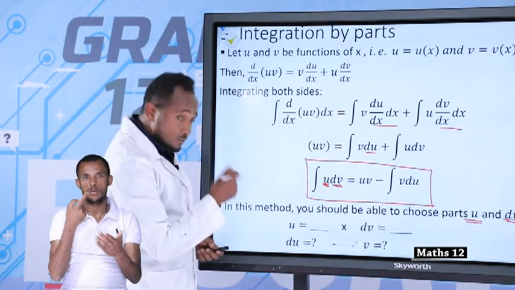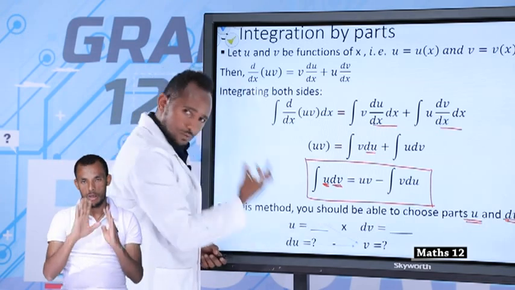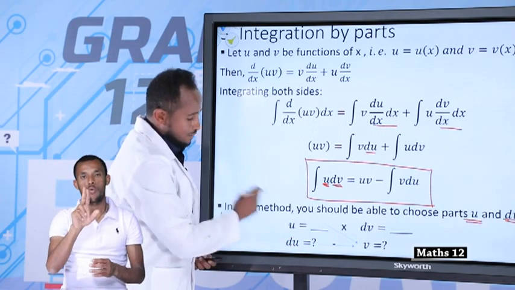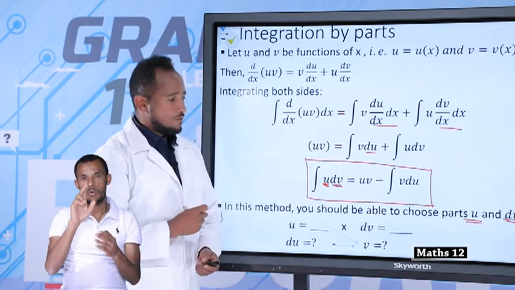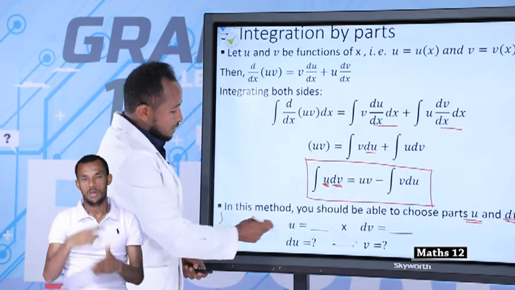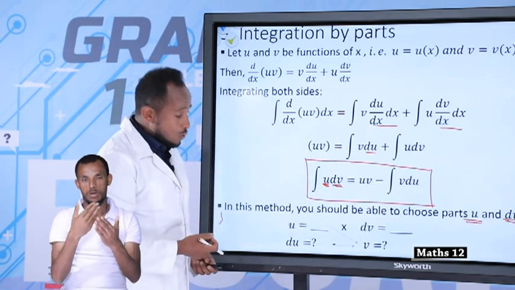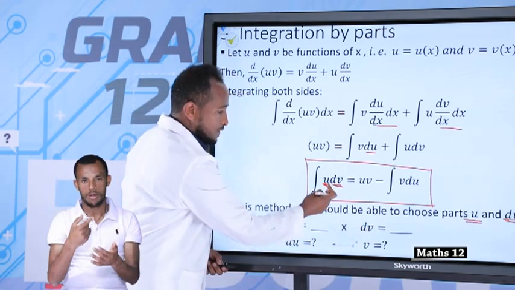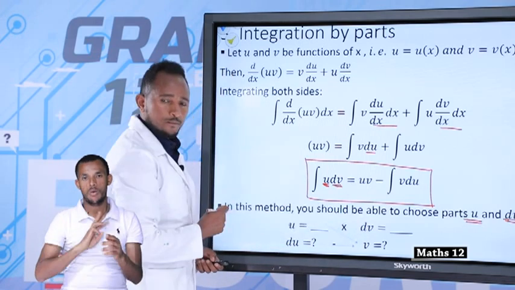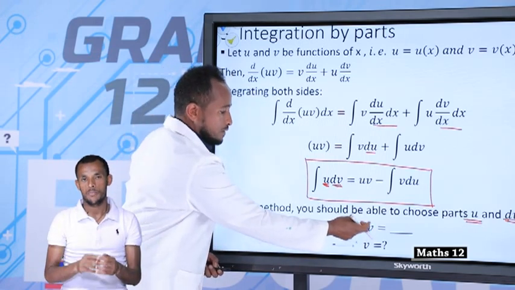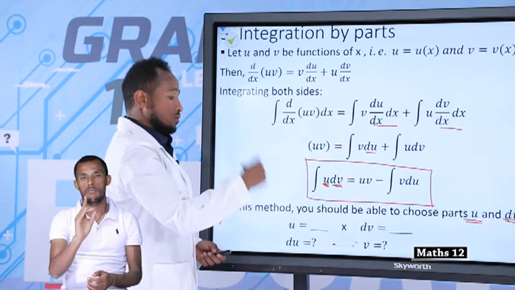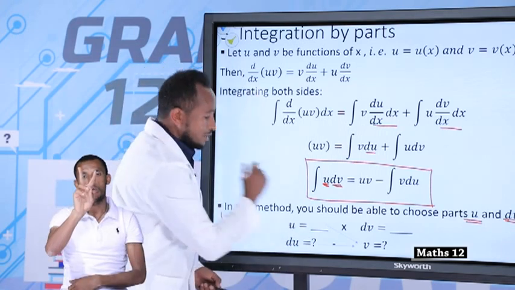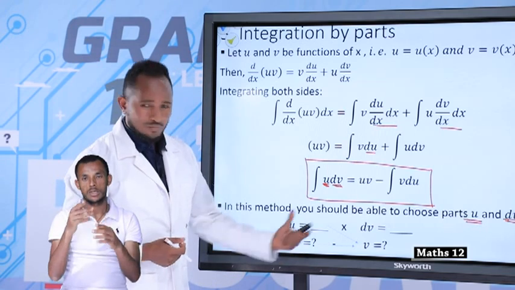After letting these two, u and dv, you have to find du also, because we need du in this formula. The derivative of u gives du. And from dv, we need v also. Therefore, integrating dv, you have to find the value of v. After doing this, you can remember the formula easily.